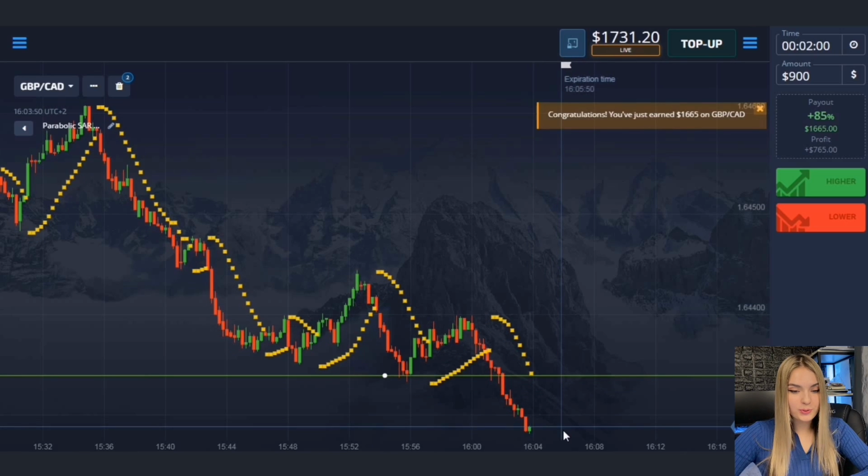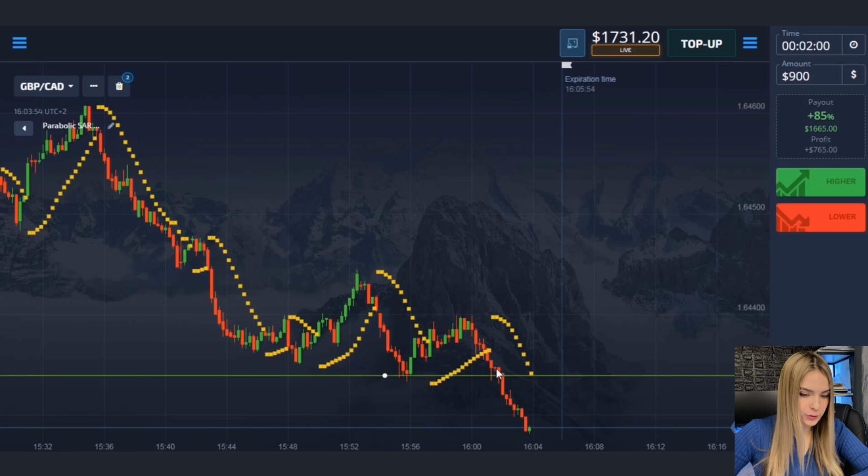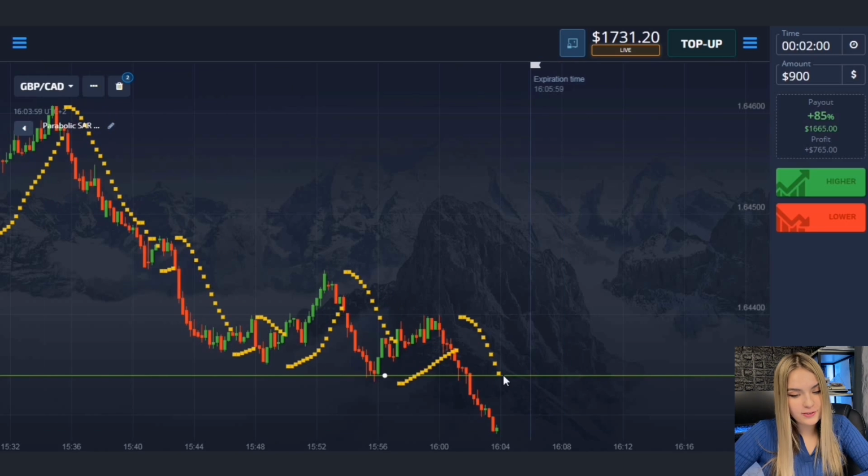Great guys, the price really continued its movement and the level was broken through. We got a confident profit. 2 minutes was just enough. The indicator suggested a good entry point and helped to determine the price movement. Everything is going great. Let's continue.